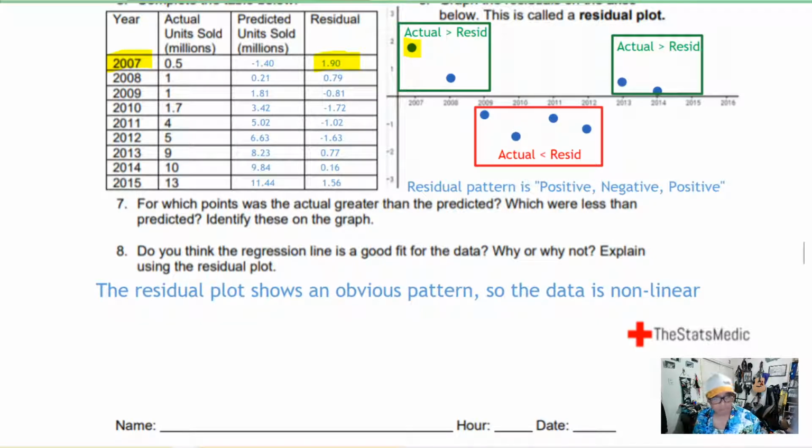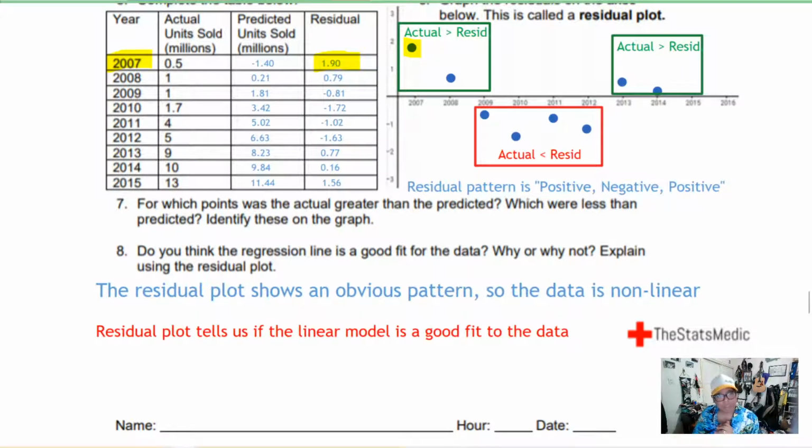Anytime you have a residual plot where there's an obvious pattern, usually a positive, negative, positive, or negative, positive, negative pattern, the data that you are trying to graph is nonlinear data. That's what's good about the residual plot. It exaggerates these patterns and makes it easier for us to decide whether or not the data that we're trying to plot is linear or not, or if the linear model is a good fit. The residual plot tells us if the linear pattern is a good fit. So that's what that residual plot is good for.